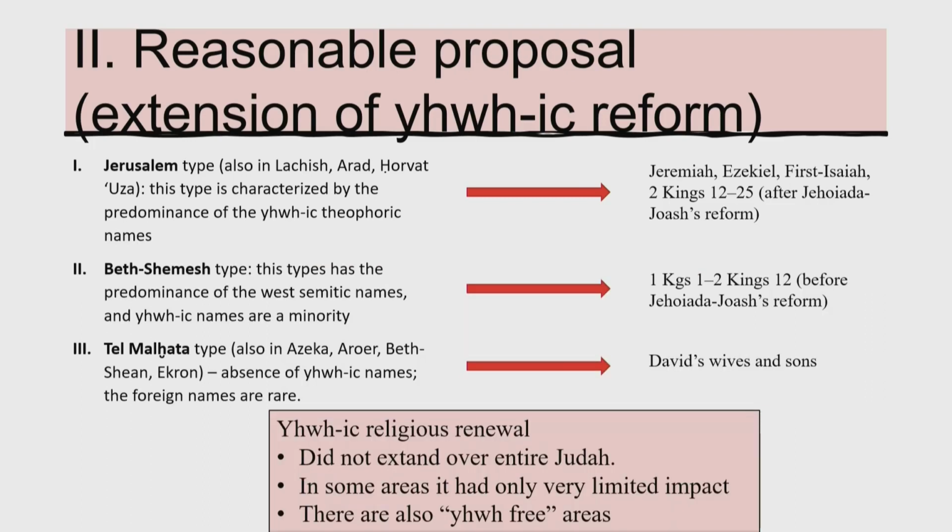Second, the Bet Shemesh and Tel Malchata type, Yahwistic religious renewal, did not extend over the entire Judah. So what we have in the Bible is the position of the Jerusalemite scribes, but it was not present in the whole of Judah. In some areas, it had only very limited impact, like, for example, Bet Shemesh, or there are also, I would call them, Yahweh-free areas. The divinity Yahweh simply didn't reach there.